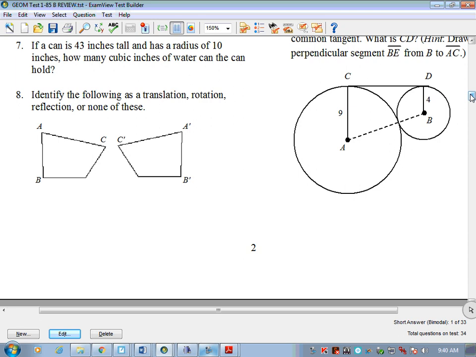All right, number 7. You guys want to open up, get your Chromebooks out so you can be looking at these documents, probably writing some things down. If a can is 43 inches tall and has a radius of 10 inches, how many cubic inches of water can the can hold?